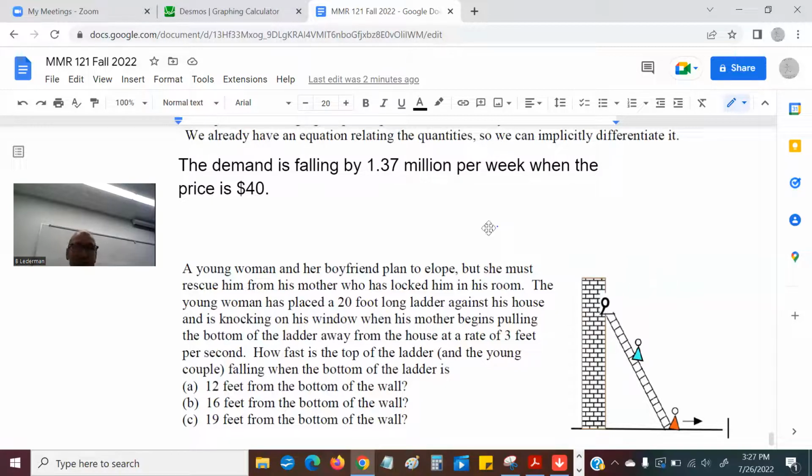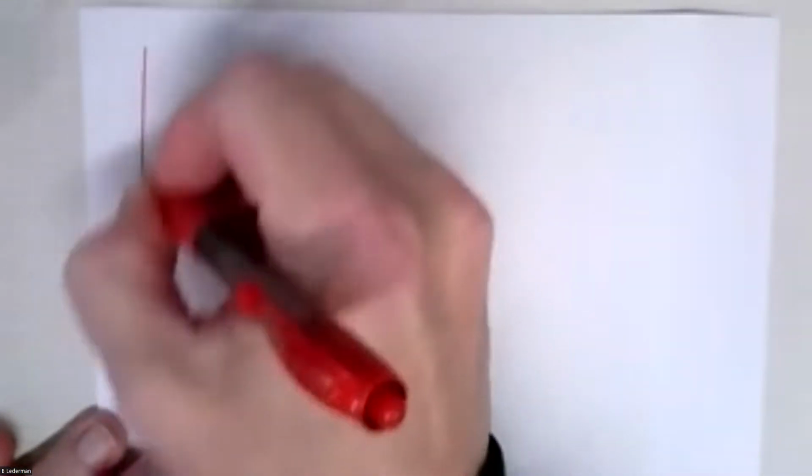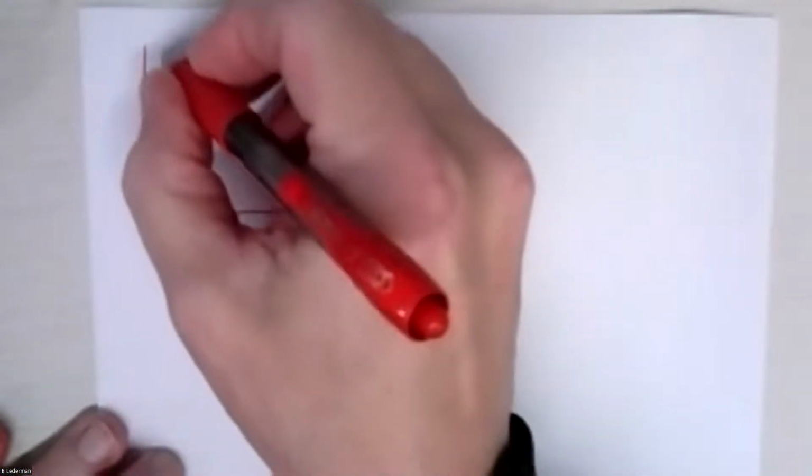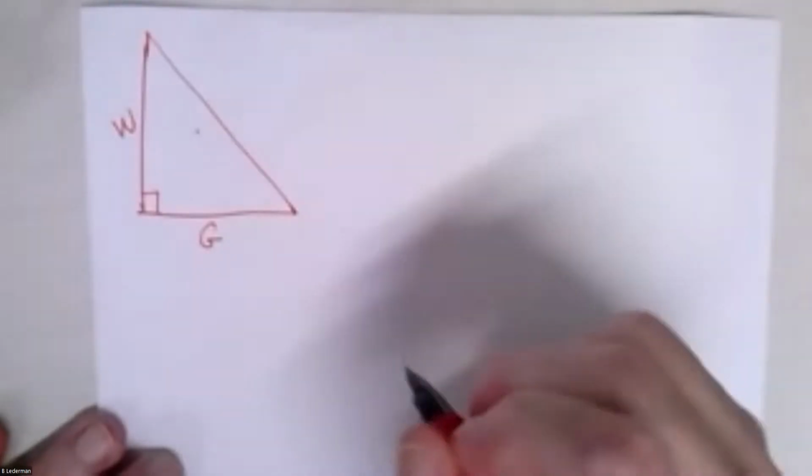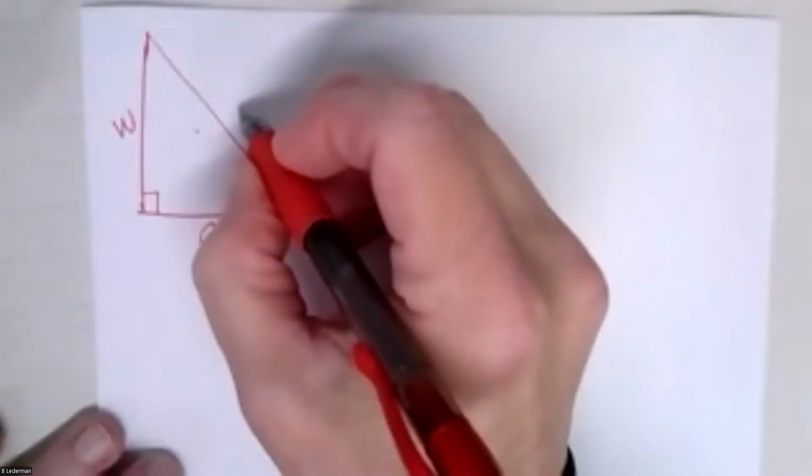So let me switch cameras. Okay, so here's the wall, ground, and the ladder. Now I'm going to call the wall W. W is for wall. And I'm going to call the ground G. G is for ground. And the ladder we said is 20.